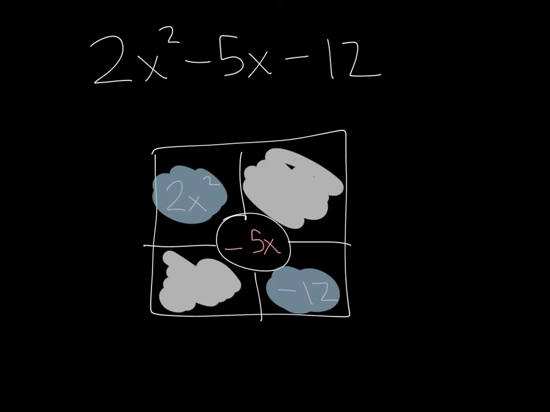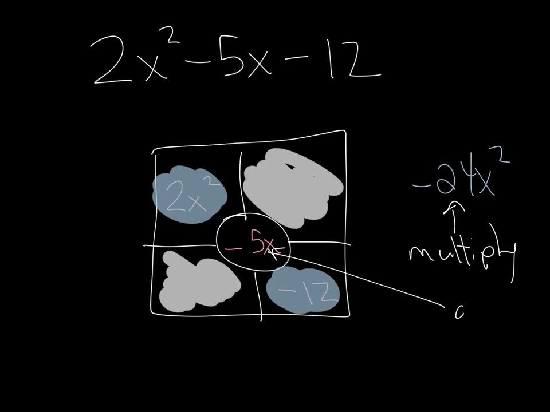Well, we're going to take the two blue boxes and we're going to multiply them together, giving us negative 24x squared. So what I need is two values to put in these white boxes that multiply together to give us this, and add to get the circle. And if you're not sure what those are, we can start listing factors of negative 24.